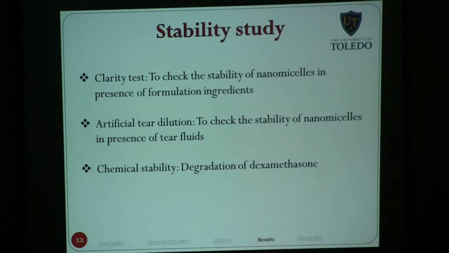Then the next test is artificial tear dilution. That means how stable the nanomicelles are in presence of tear fluids. Then the chemical stability of the drug.